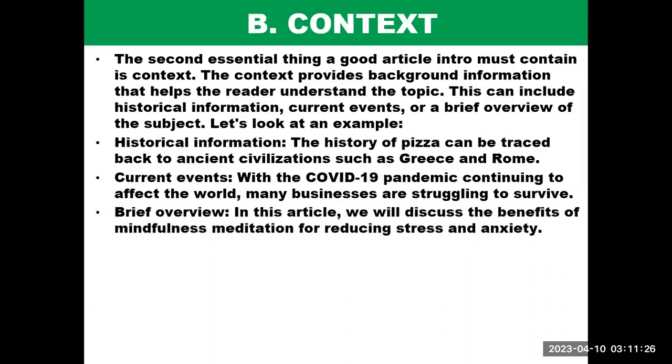The next one is brief overview. For example, in this article, we will discuss the benefits of mindfulness meditation for reducing stress and anxiety. You see, this brief overview is a method in which you just give the reader a summary of what the article is all about. And that actually also helps the reader to understand the topic more, okay? So that is exactly about context or background information.